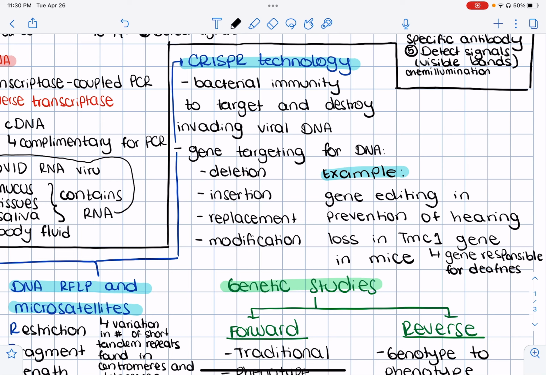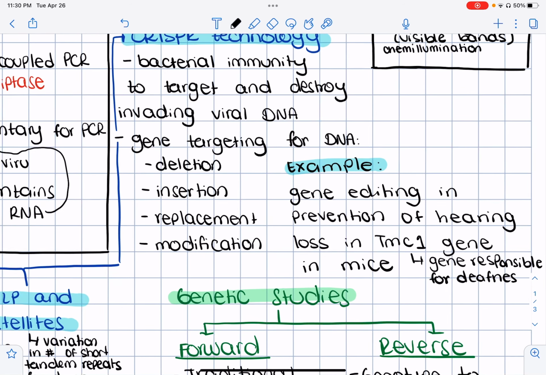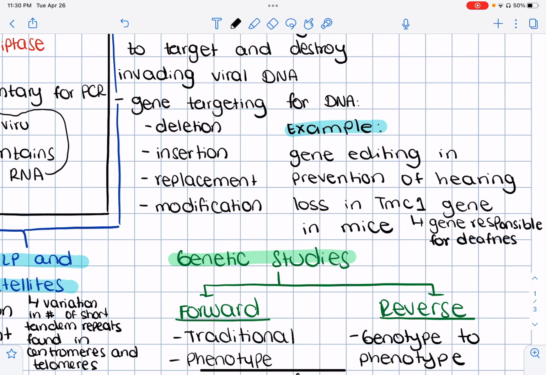CRISPR technology, which is a sort of technology that edits DNA in deletion, insertion, replacement, or modification, is also of particular interest. And this was first observed because it conveyed bacterial immunity to target and destroy invading viral DNA. Another example is the TMC1 gene responsible for deafness in mice, and how editing this gene allows the subsequent generations to not be born deaf, while leaving the gene as is still creates deafness.